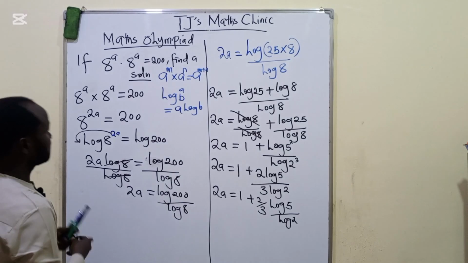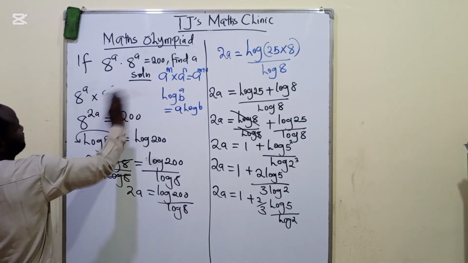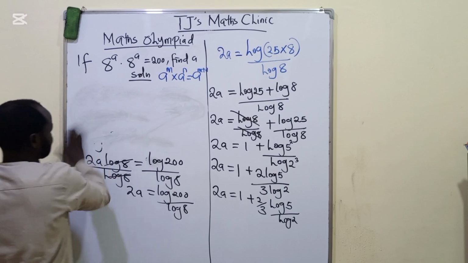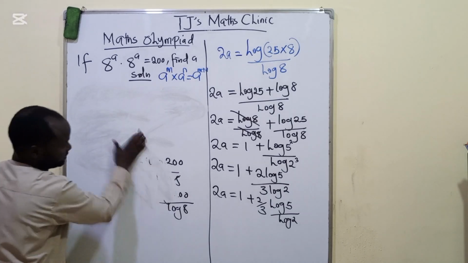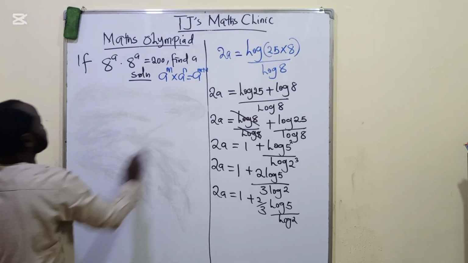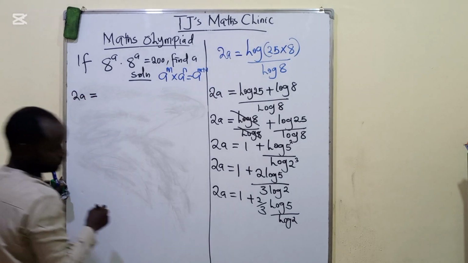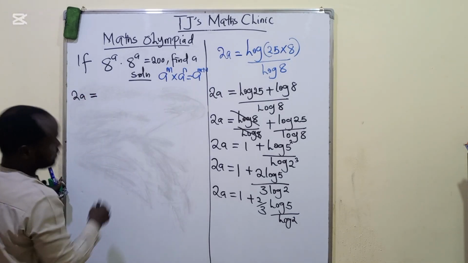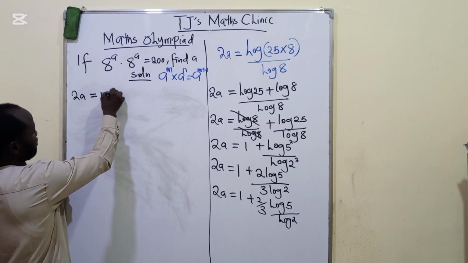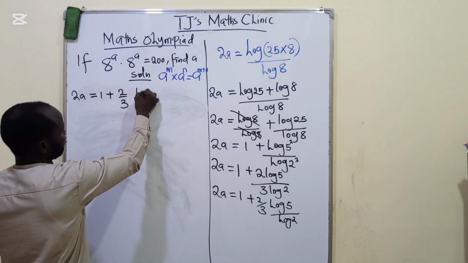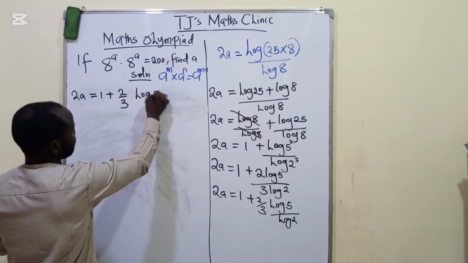Very important. Let's move here to see what we can do to simplify further. Very important. Let me clean here. Permit me to clean this part. We have 2a equals 1 plus 2 divided by 3 times log 5 divided by log 2.